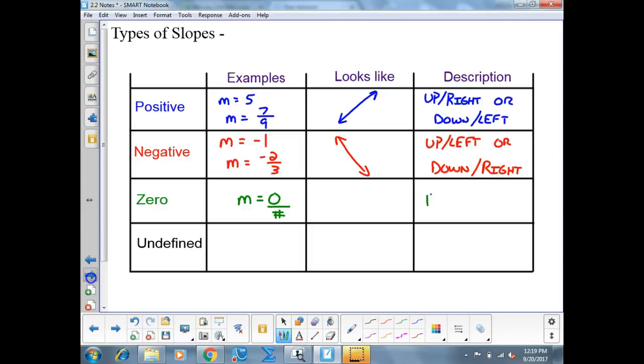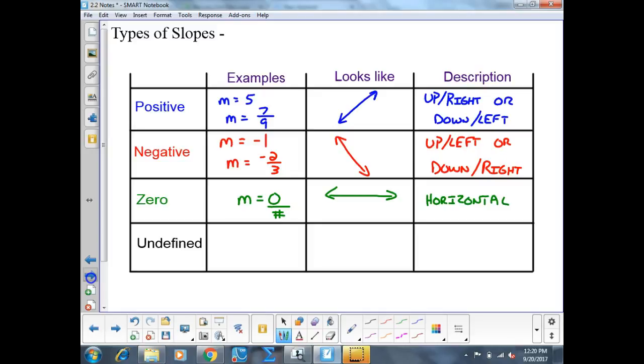Oops. Brain was just going so fast. Slope horizontal.